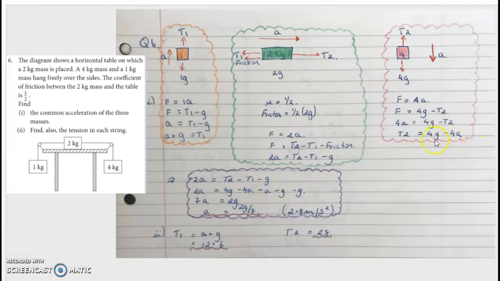Then I go down here, I rewrite this line here, and I substitute in a plus g for T1, and I substitute in 4g minus 4a for T2, and I work out that a is equal to 2g over 7, or 2 over 7 g, which is 2.8 meters per second squared.